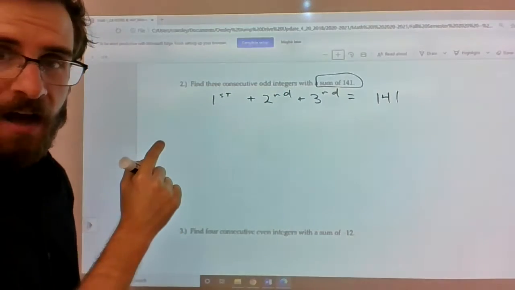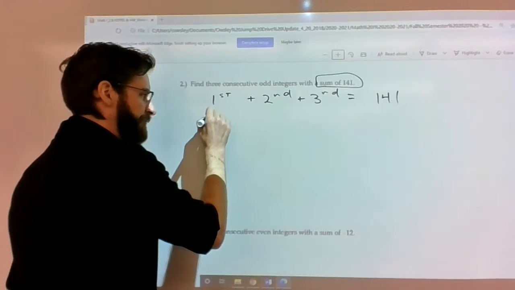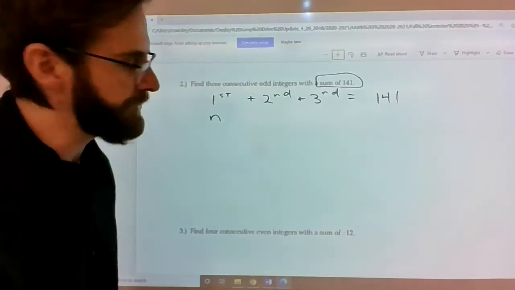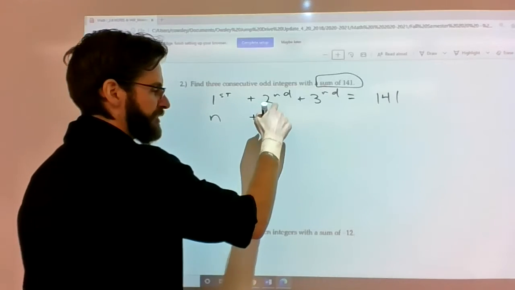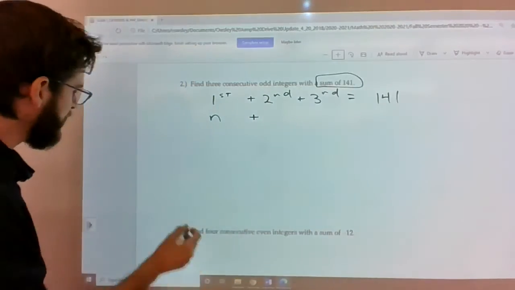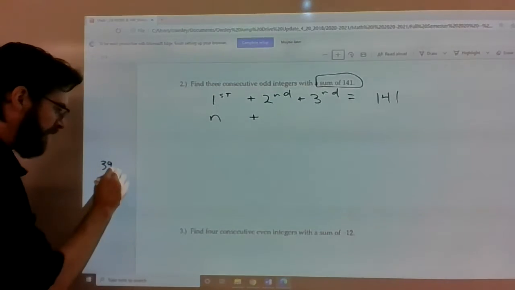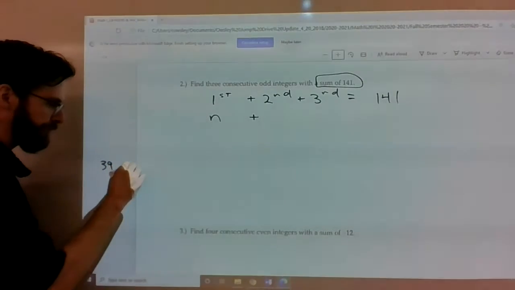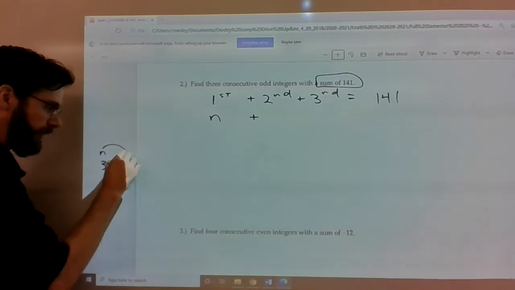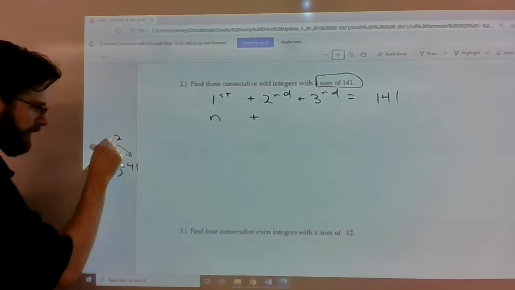Now the idea of odd integers is that if I let the first one be represented by n, any variable, I could call it x if I wanted to, my second integer is going to be exactly 2 integers after that. So think about 39. 39 is an odd integer. The next consecutive odd integer is 41. So to get from, let's say that's my n, to get to 41, I have to add 2. So you can say 41 is the same as n plus 2.